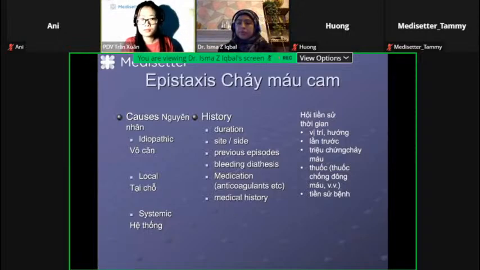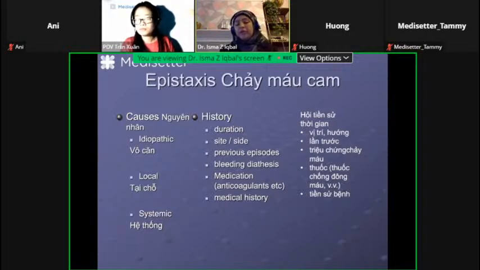It's important to work out how long the nosebleed has been going on for, when it happens, how long does it last for, and how often does it happen? Does it happen every day? Does it happen once a month? Does it happen every 2 months? These are all important factors in considering how you're going to manage this person.